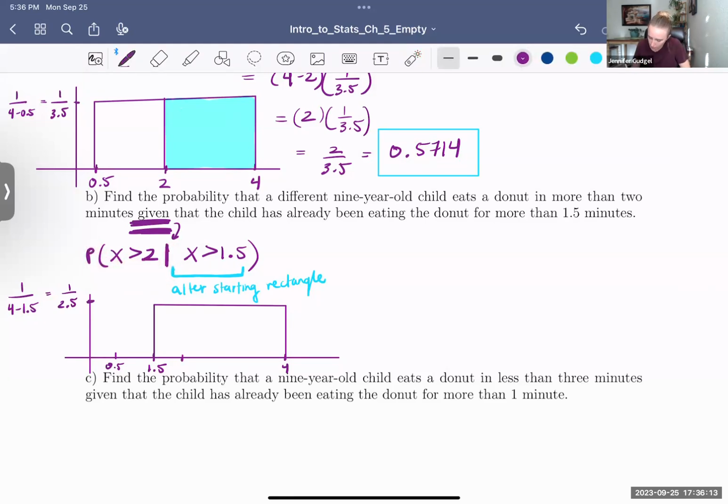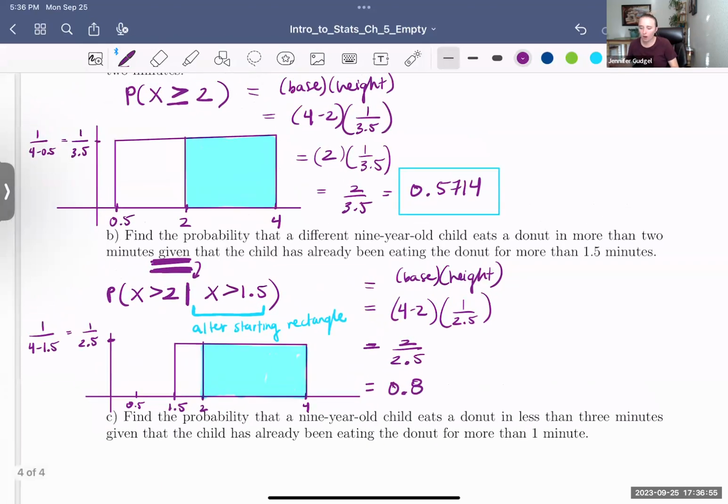So now I'm going to put 2 on my scale. I'm going to shade above 2. I want the probability that it's greater than 2. And I'm going to find the area of this shaded region. Base times height. So 4 minus 2 times 1 over 2.5, or 2 times 1 over 2.5, or 2 over 2.5. And when I put that into my calculator, I get 0.8.